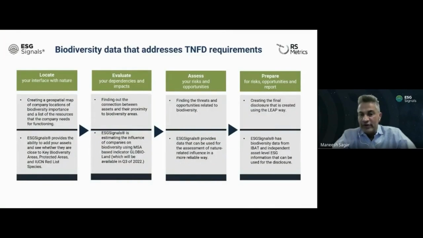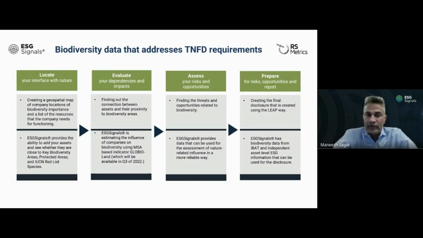So how do we do it? As I mentioned, part of the collaboration we have with TNFD is that we are using a process that IBAT and TNFD have standardized on. It's called the LEAP process. It's pretty intuitive, but we can walk through it.